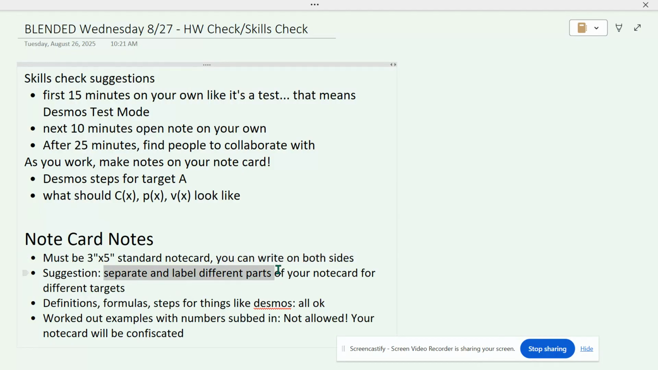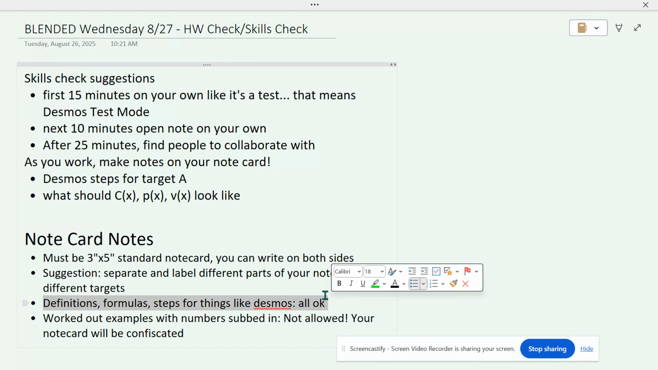What I would do is separate and label the different parts for different targets. So have a 1A section of your note card, have a 1B1 section, have a 1B2. Things that are definitely fine to put on it: any definitions, formulas, steps for Desmos, that is all good.